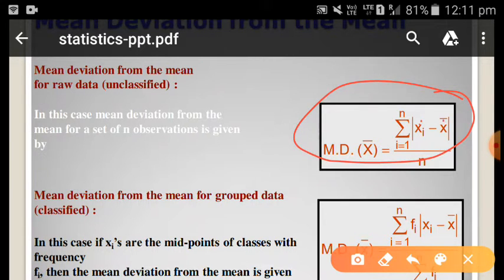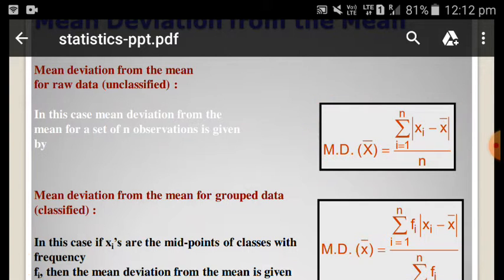From every observation you need to subtract the mean. And how do we find out the mean? In that case, mean is nothing but the sum of the observations divided by the number of observations. Subtract the mean from every observation, and then add all those deviations and divide by n. So that will give you the mean deviation about the mean.